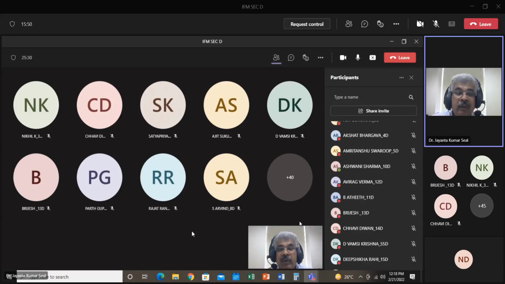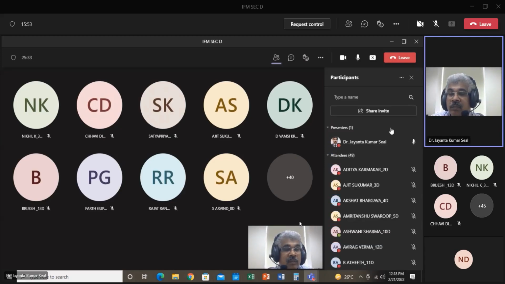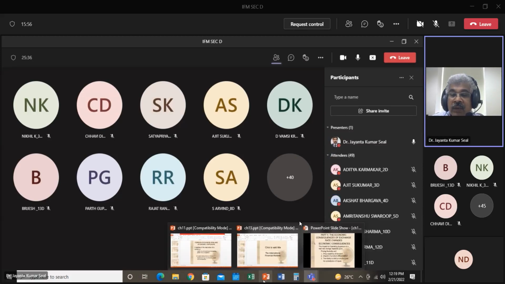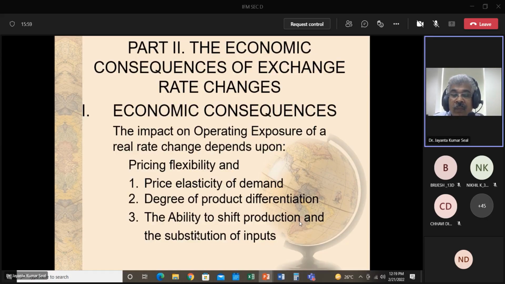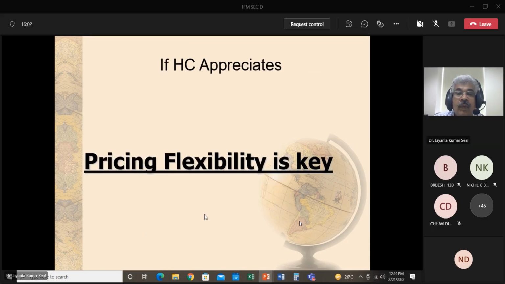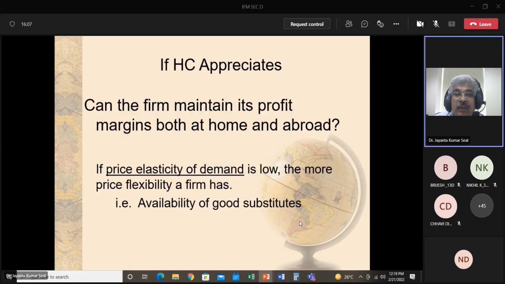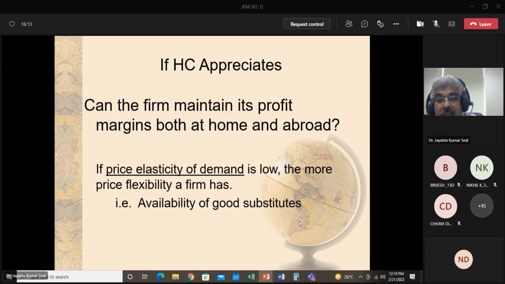So there is one way to manage your economic exposures. Any question? No. So pricing flexibility is the key, whether you can change the price or not. That's the thing. So can the firm maintain its profit margins both at home and abroad? If the price elasticity of demand is low, the more price flexibility a firm has, naturally you can. And of course, availability of good substitutes.